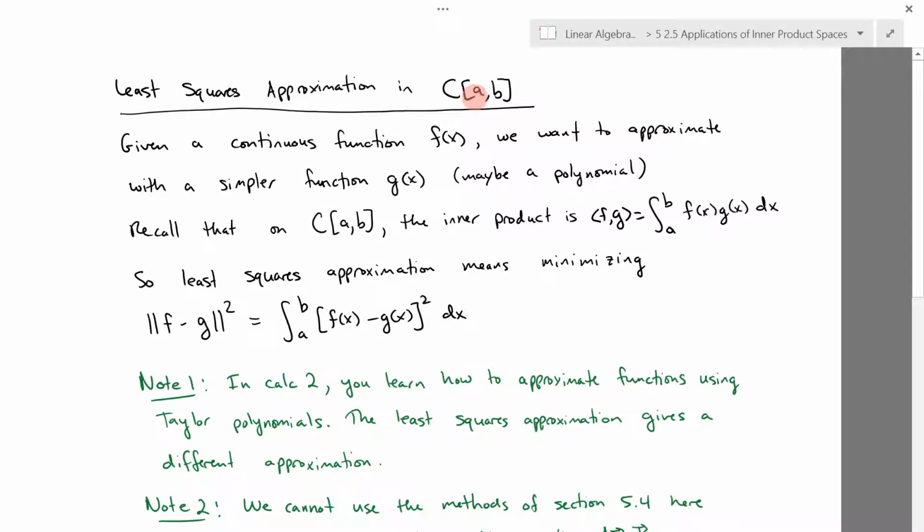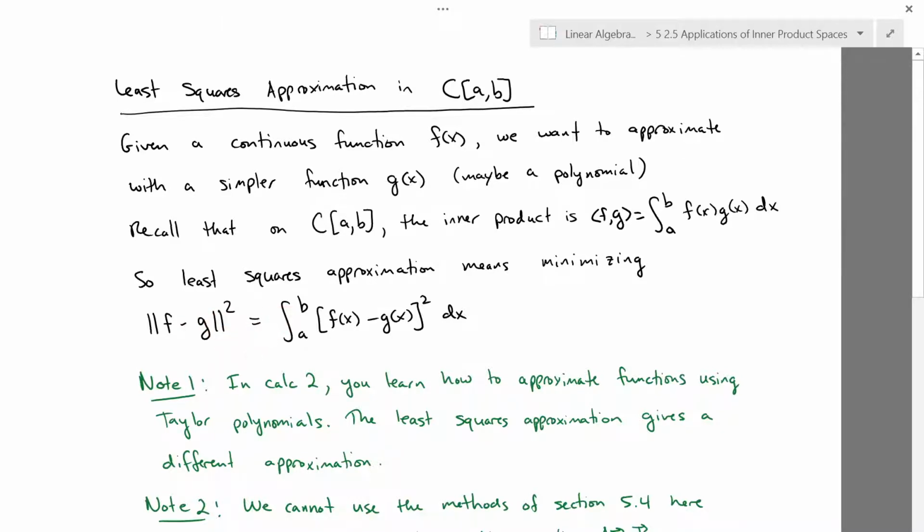First, let's recall that the vector space of continuous functions has this inner product, right? The inner product of two functions f and g is the integral over the interval of the product of those two functions. And so, taking this inner product, in this context the least squares approximation means minimizing the squared distance between two functions, right?